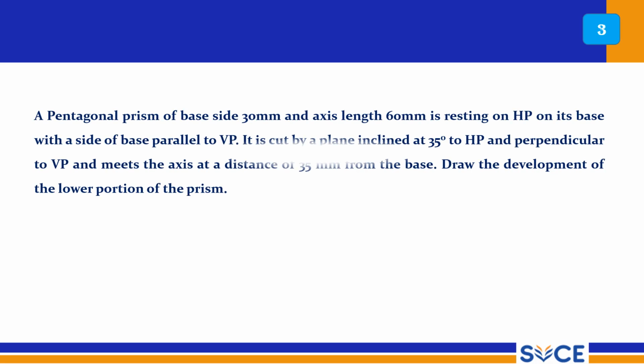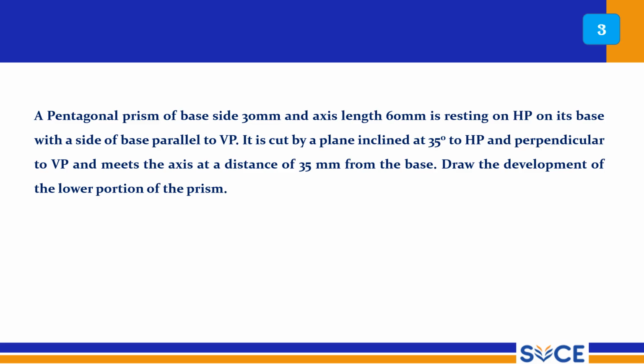Problem number 3, right? A pentagonal prism of base side 30 mm and axis length 60 mm is resting on HP on its base with a side of the base parallel to VP. So one side is parallel to VP, that is the orientation given. It is cut by a plane inclined at 35 degrees to HP and perpendicular to VP, and meets the axis at a distance of 35 mm from the base. Draw the development of the lower portion of the prism.